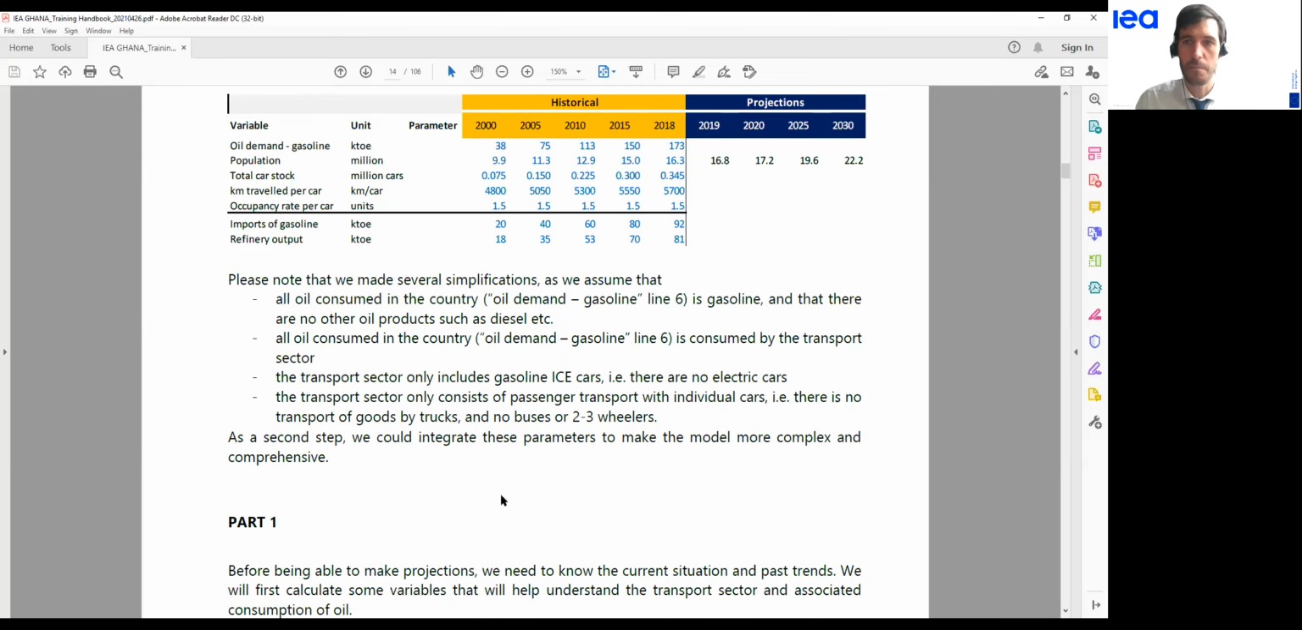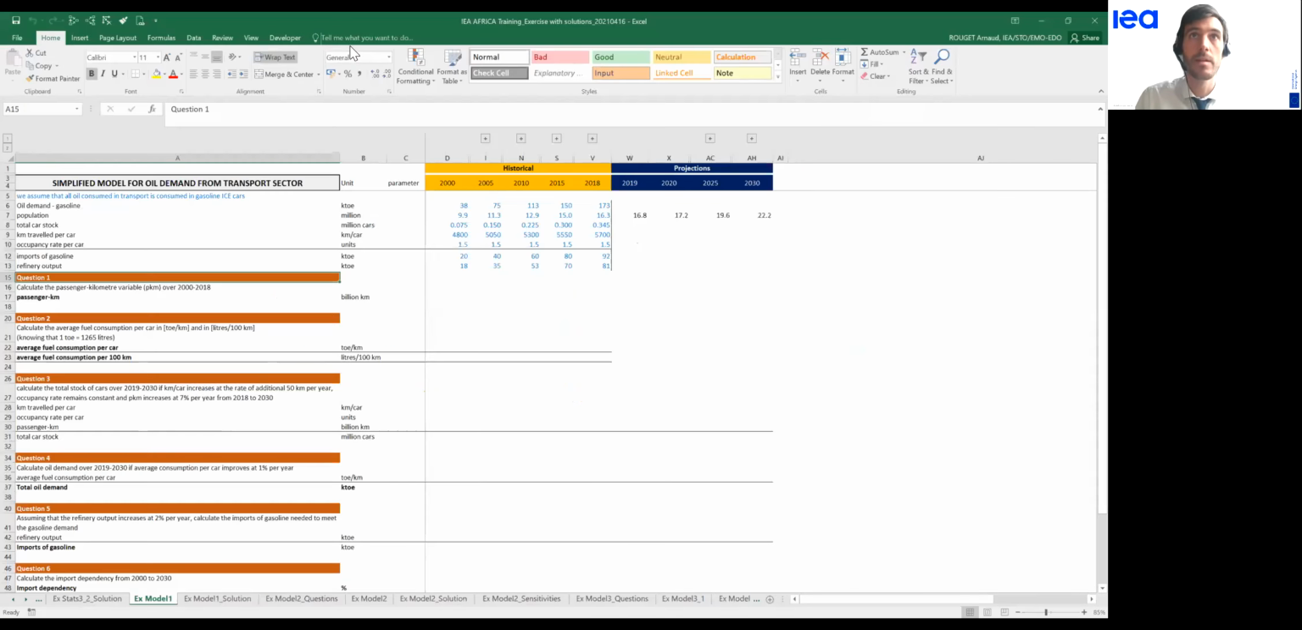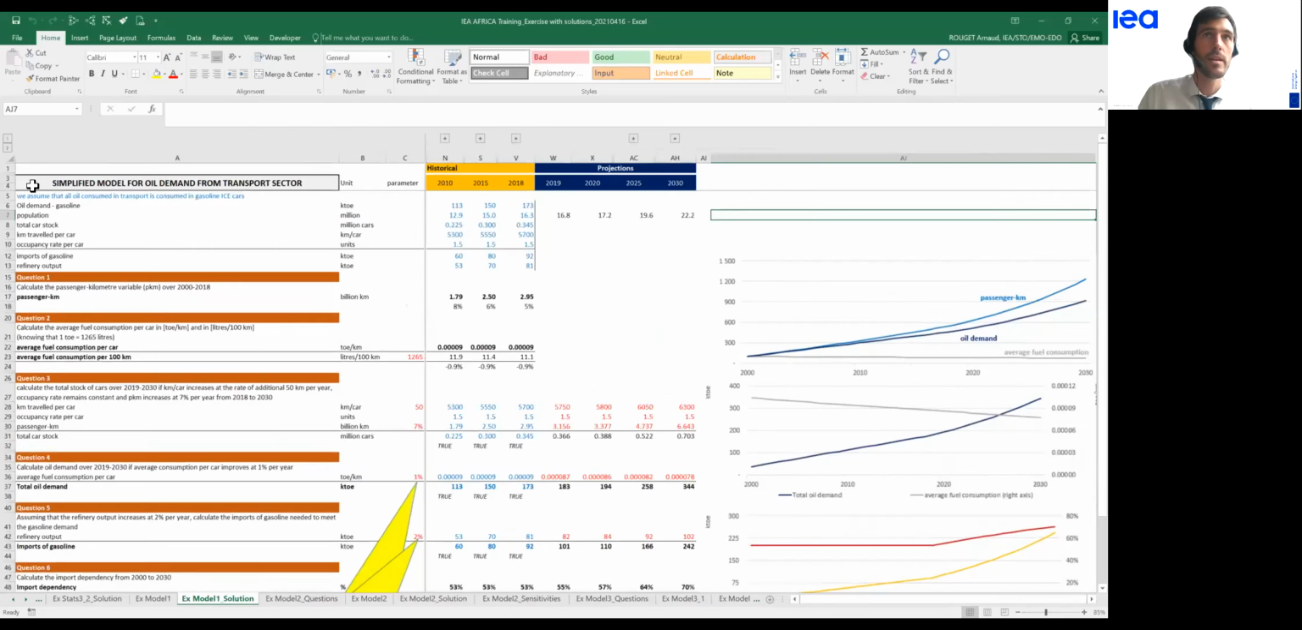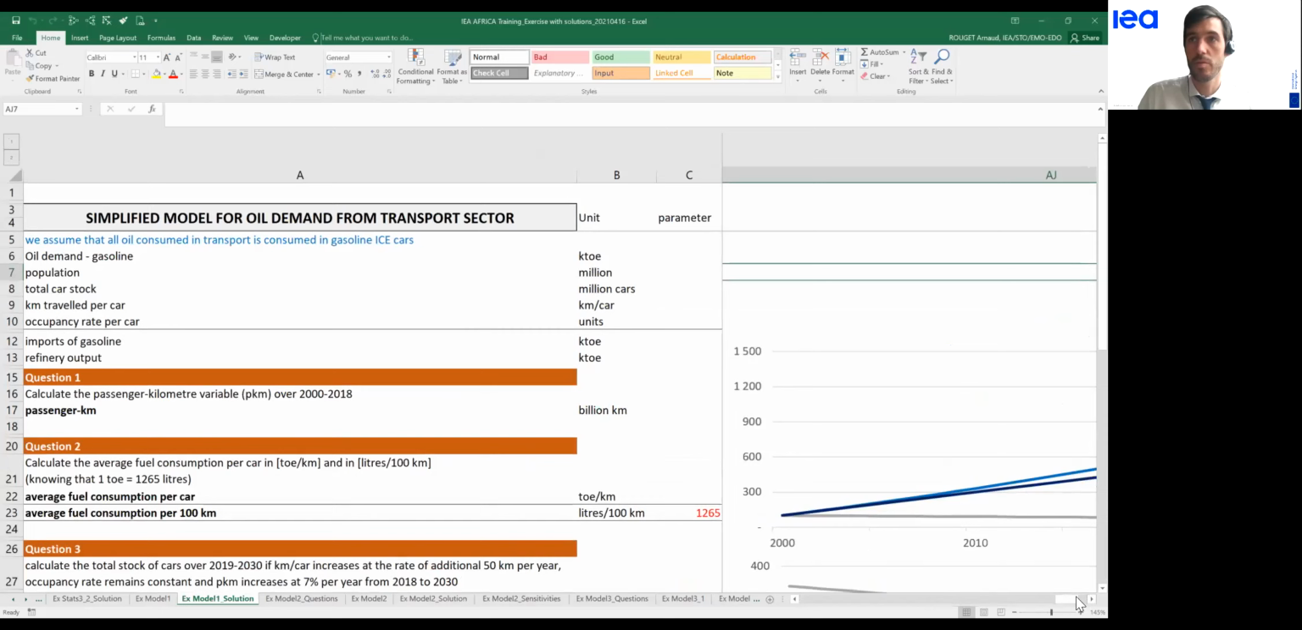Before moving to making projections, we need to understand better our current situation. We need to understand better where we come from. So we look at the historical data first. And I will move to the Excel document itself. Okay, so I hope you will be able to see my screen. I will zoom, of course.